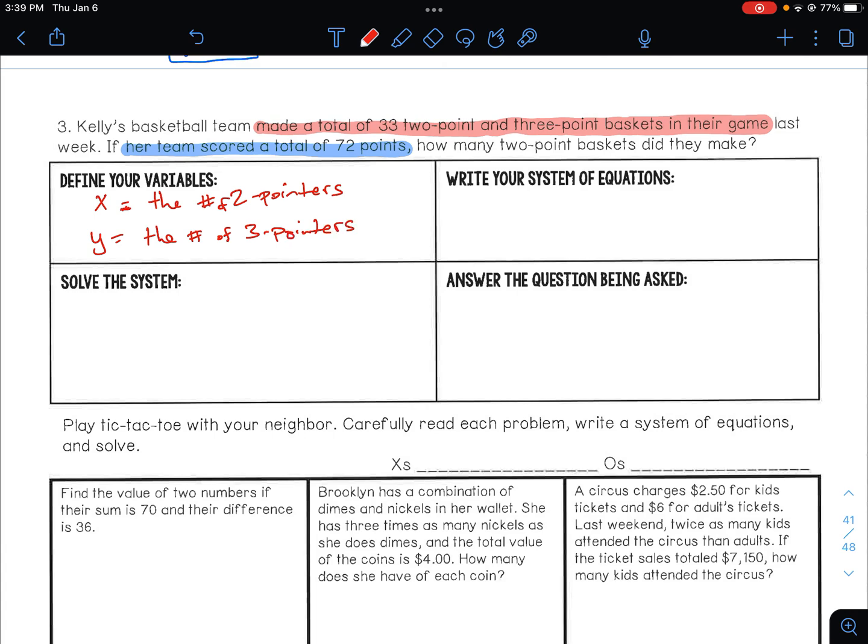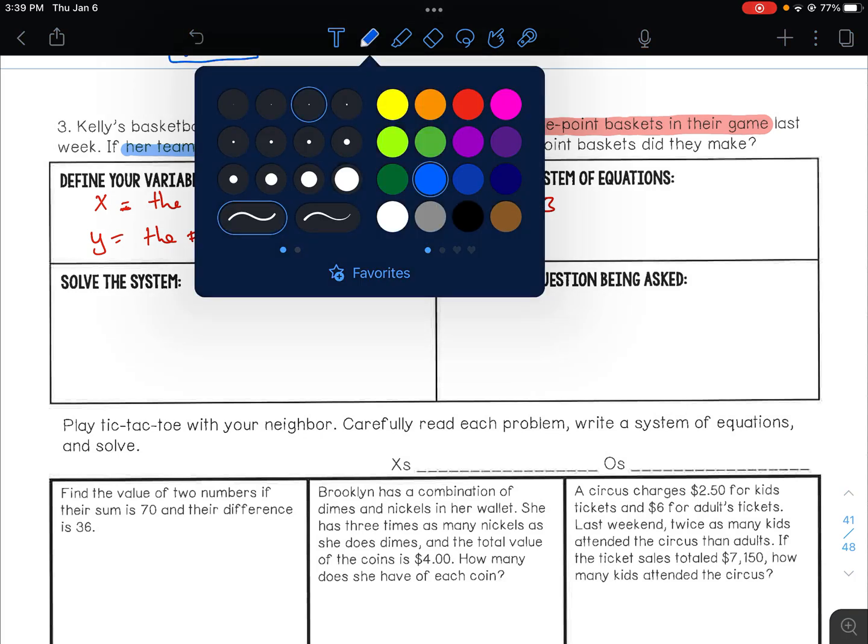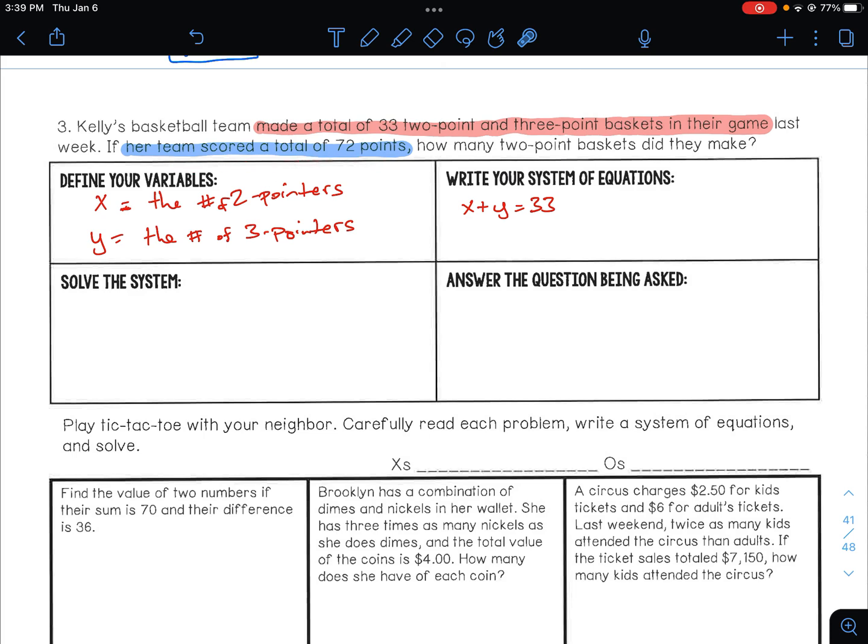Okay, so we said they made a total of 33 2-point and 3-point baskets. So if we add up X and Y, the 2-pointers and the 3-pointers, we should get 33, because that's how many total shots they made. What's my other equation, my blue equation? It says the team scored a total of 72 points. So 2-pointers get 2 points per shot. So if I take the 2-pointers and multiply that by 2, and I take the 3-pointers and multiply that by 3, and I add them together, I should get 72.